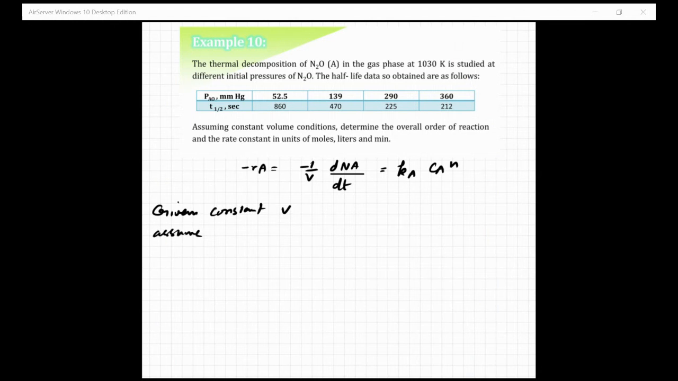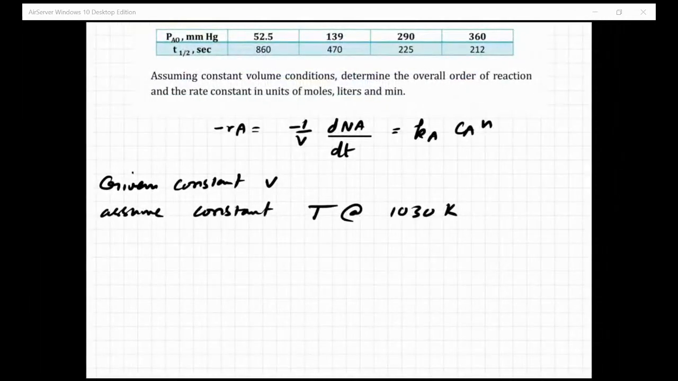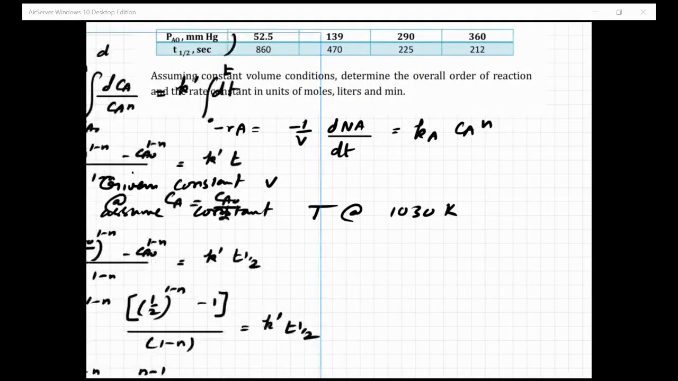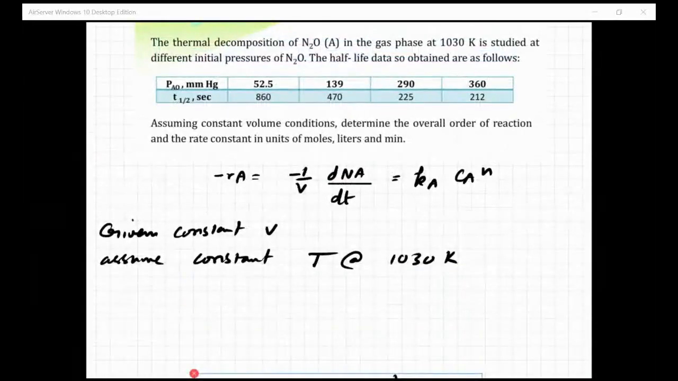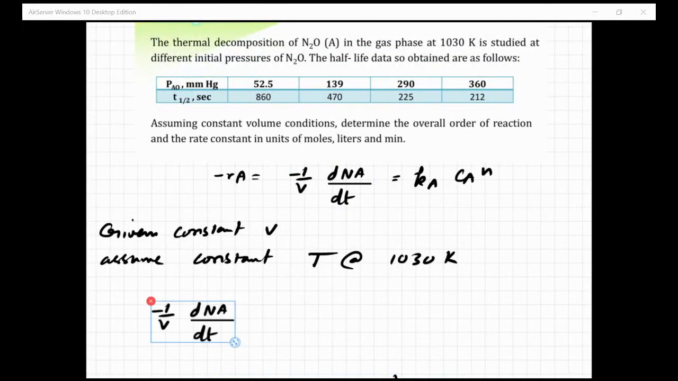Assume constant T at 1030 Kelvin. This is what we have. Now, as I said, you have to show me that this is equal to what? As usual, you have to show me that it is equal to minus dCA by dt, and you have to show all the derivation steps.